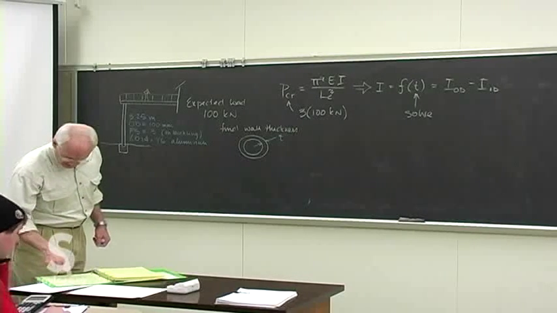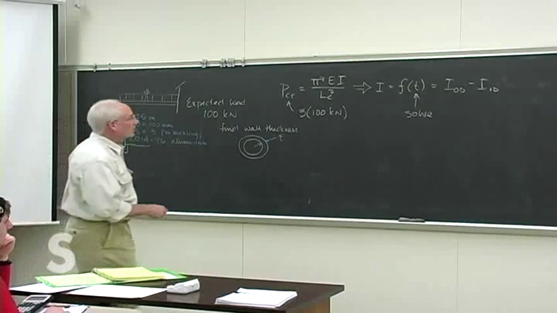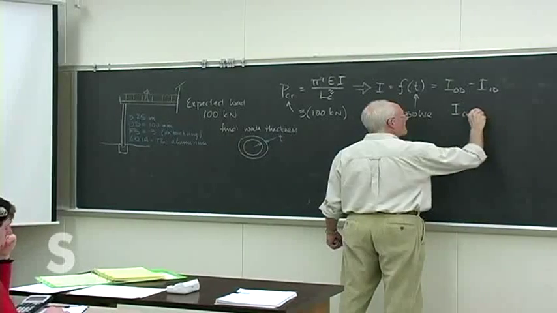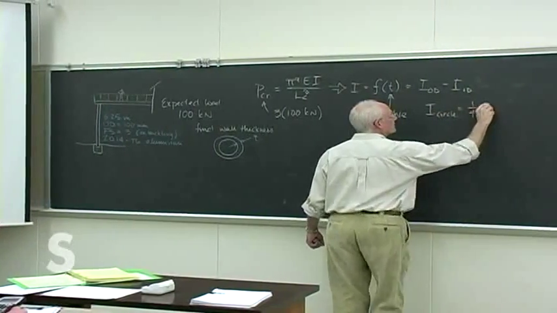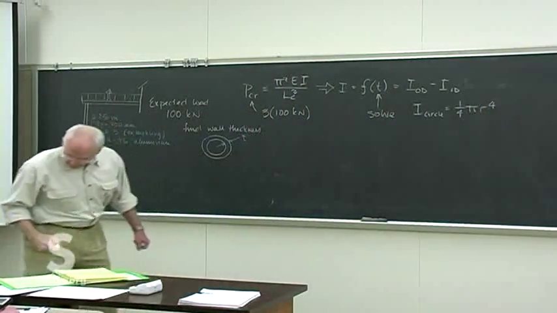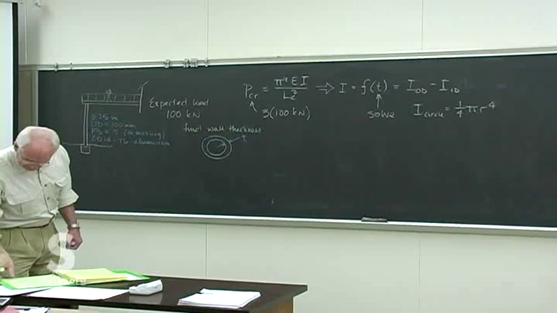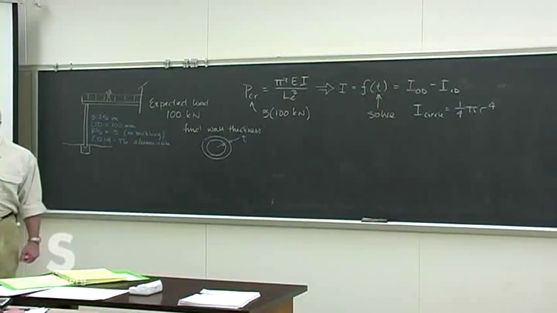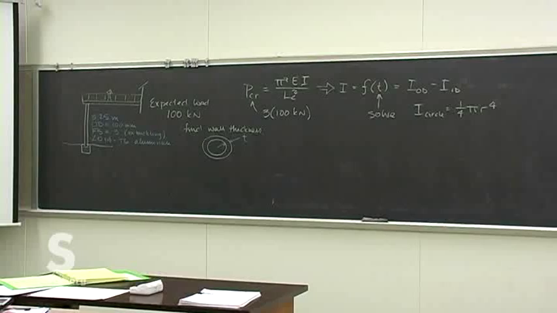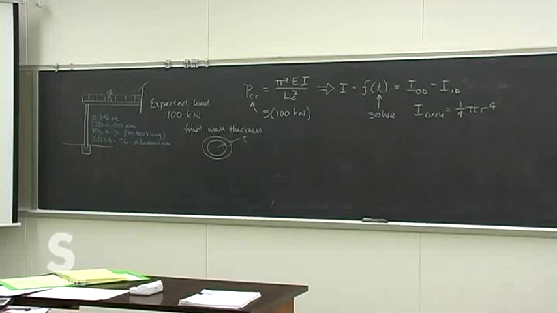Moment of inertia for a circle is 1/4 pi r squared. No, pi r to the fourth. 1/4 pi r to the fourth, if I remember. And the polar one, theta, was 1/2 pi r to the fourth.